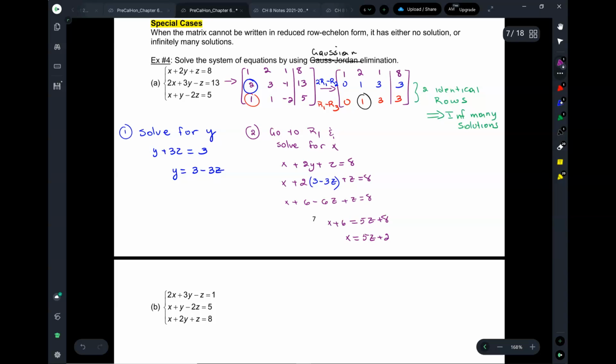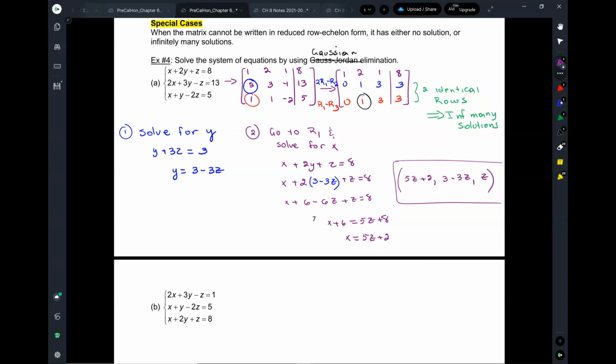Now, when we write the coordinate point, what is x? 5z plus 2, comma. What is y? 3 minus 3z, comma. What is z? That's just z. You always put z for that. So you still have to solve even if it's infinitely many. Now this maps out, remember how we said it's infinitely many solutions, not necessarily all reals? With this now, you can generate all of those infinite solutions.